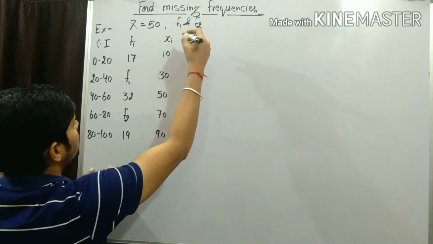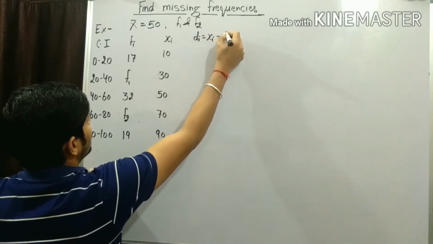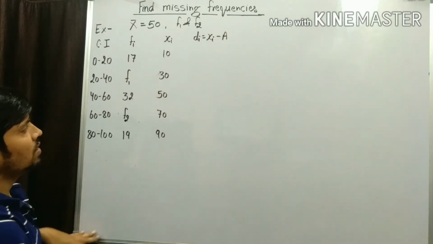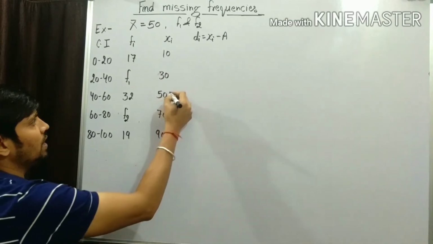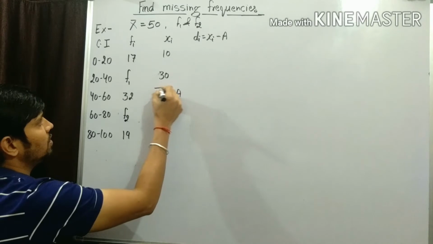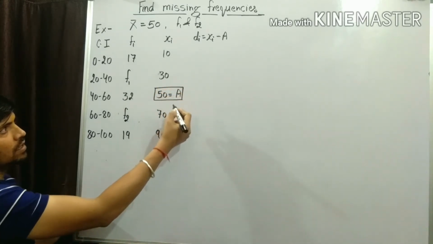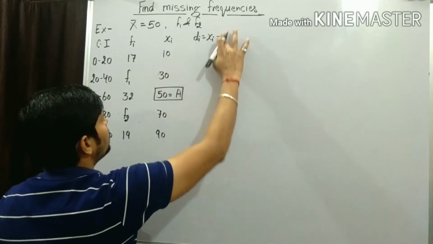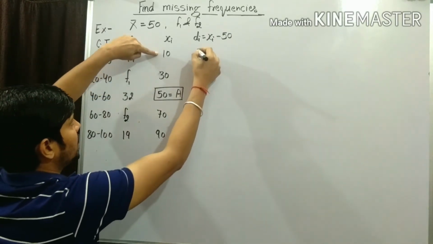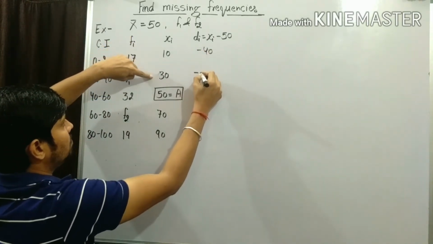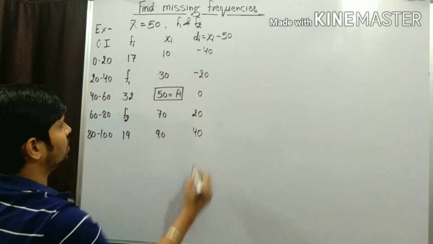Now we will find the value of di. di is xi minus a. So first we have to decide what to take as a. We will take a as 50. This is the assumed mean. We have taken the assumed mean as 50. Now subtract it: minus 40, minus 20, 0, 20 and 40.